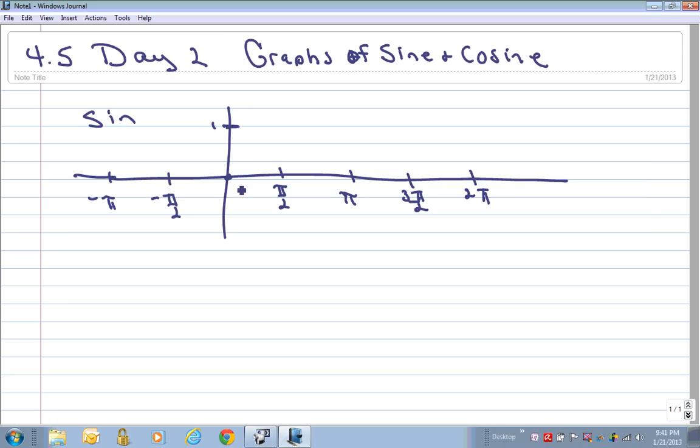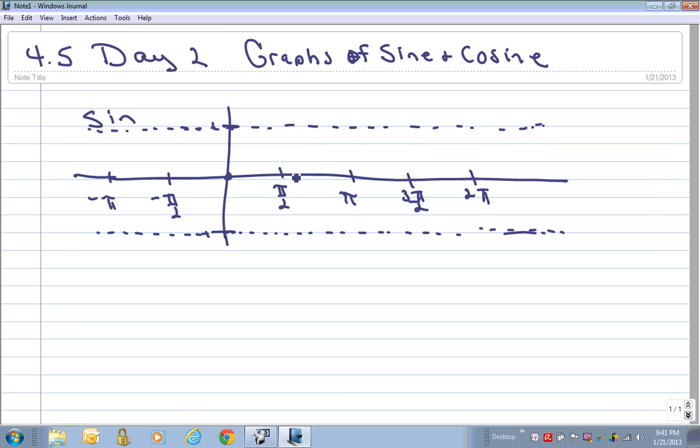Remember that sine starts at the axis. We'll make this 1, this negative 1, and we're going to build our little highway. Make it easy to graph. Alright, and sine starts at the axis.